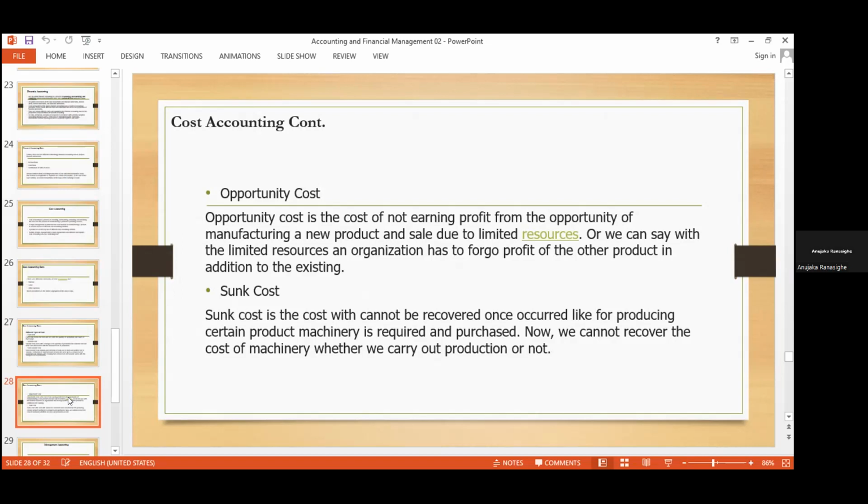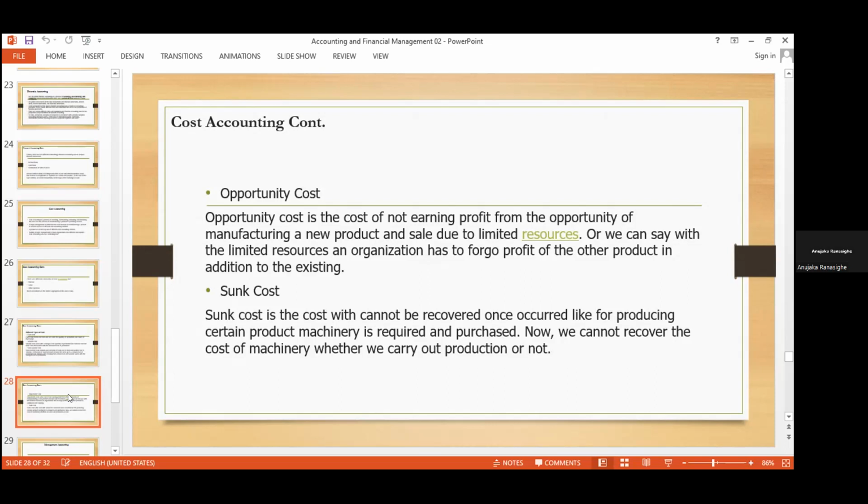Opportunity cost is the cost of not earning profit from the opportunity of manufacturing and selling a new product, due to limited resources. Or we can say that with limited resources, an organization has to forgo the profit of other production in addition to the existing production. The other production with the most valuable amount is the opportunity cost.